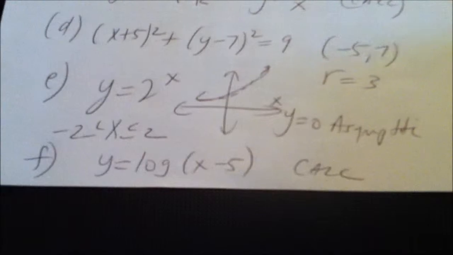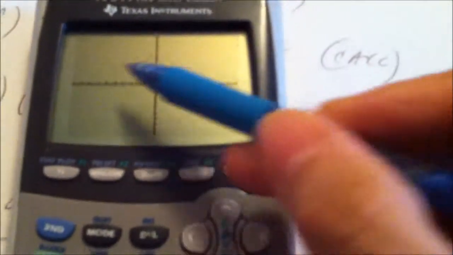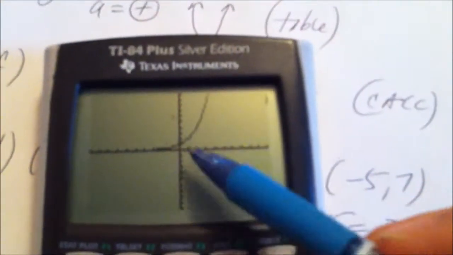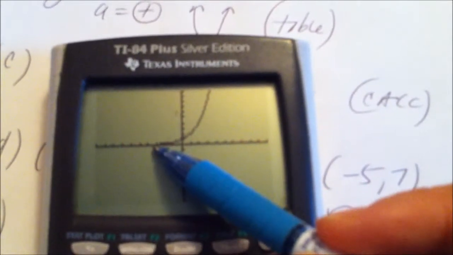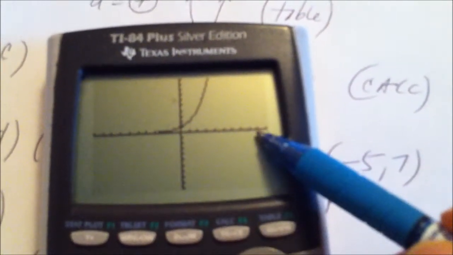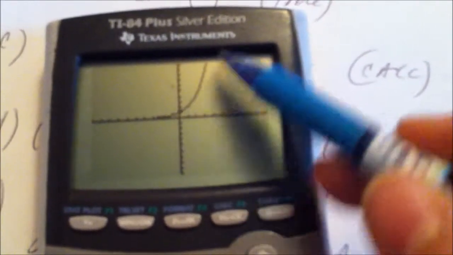With E, it was exponential, and there's that asymptote again. So 2 to the x happened to be an exponential growth curve. 2 to the x, zoom 6. You can see it's going to be in the first and second quadrants. It looks like it's touching the x-axis here, but it really isn't. It's going to get closer and closer to it. And the asymptote, the x-axis, which is the equation y equals 0, it will never touch it.